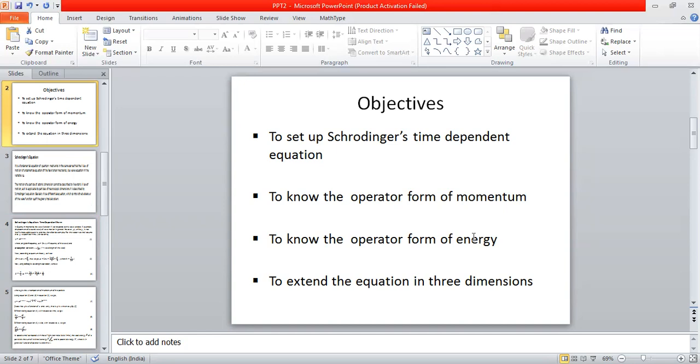So this is about Schrodinger's time-dependent equation. There is another form, which we call Schrodinger's time-independent equation, that we are going to discuss in the next session. So I am going to end this session.